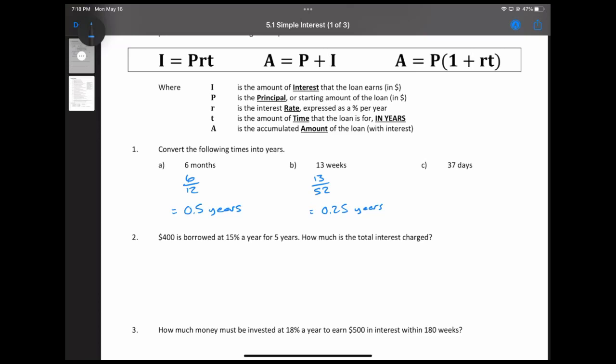And 37 days, well, that's roughly 1/10 of a year. There's 365 days in a year. But we're going to pull out a calculator for that one and do 37 divided by 365, which is 0.10136 years.